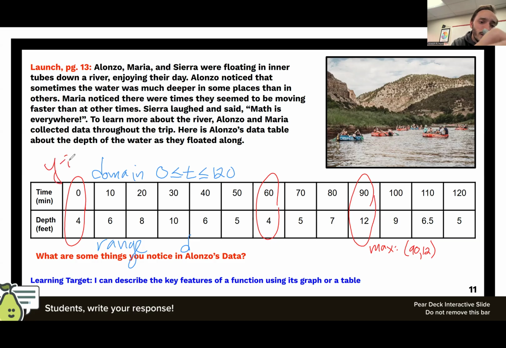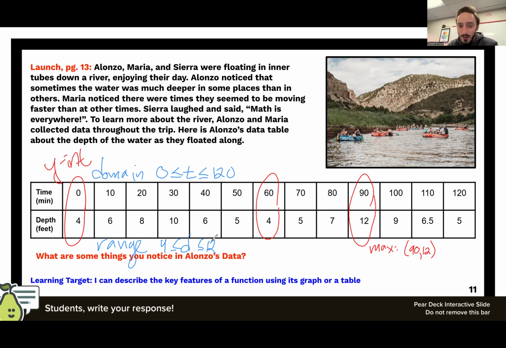Over here on the left-hand side, though, I can definitely say that there's a y-intercept. When time is 0, the depth is 4 feet. So that's definitely fair game. So to put that all together to have the conversation for the range, I might say that the depth is between 4 feet and 12 feet deep. And you'll notice in my inequality there that I use less than or equal. So I've got D is greater than or equal to 4 and less than or equal to 12.